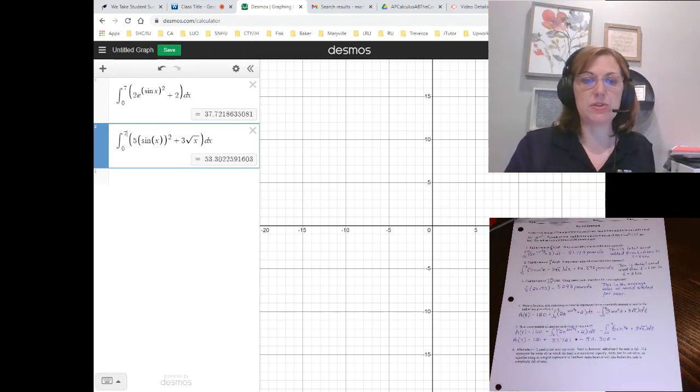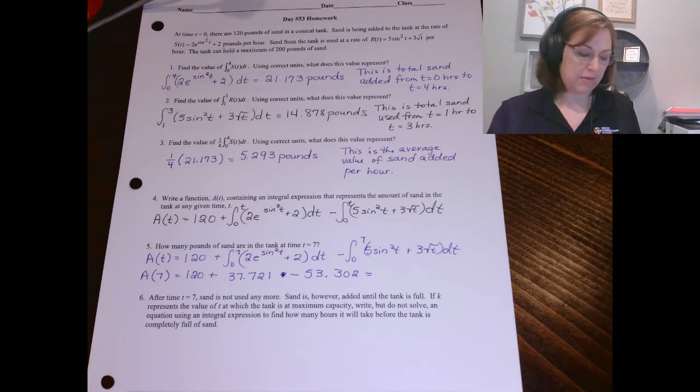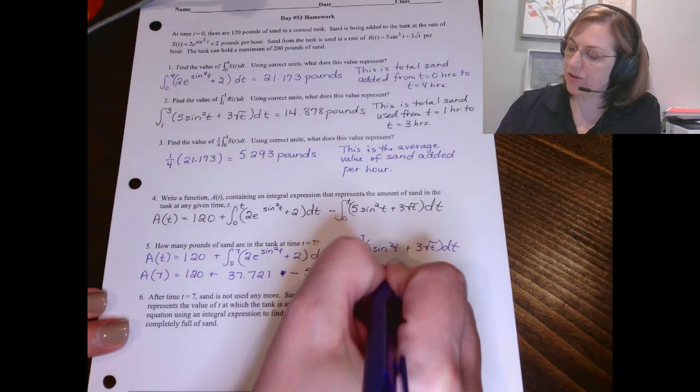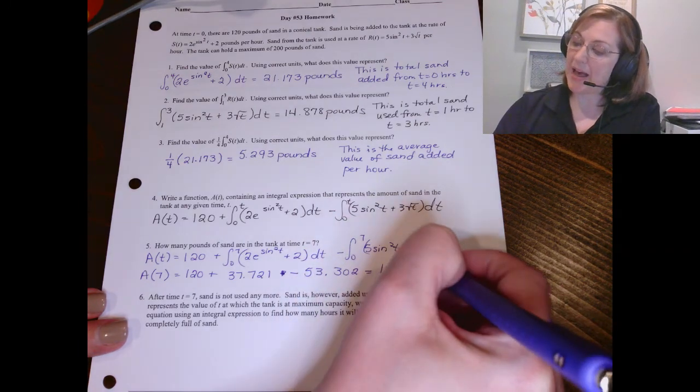So let me switch our view back. We'll type those in. 120 plus 37.721 minus 53.302. And that gives me 104.419. And this is in pounds.